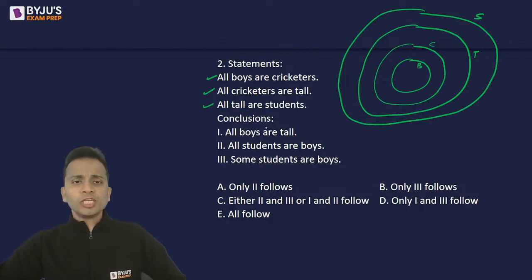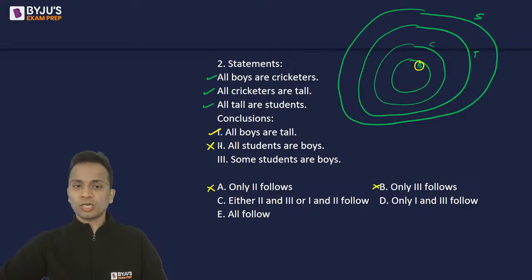Okay. Now conclusion number 1, all boys are tall. Yes, definitely. I can see that the circle of boys is completely inside the circle of tall. So conclusion 1 definitely follows. Now since conclusion 1 follows, answer cannot be this, answer cannot be this. Okay, yes, I can go ahead. All students are boys. No, not all students are boys. There are some students who may not be boys. So conclusion number 2 is not correct.